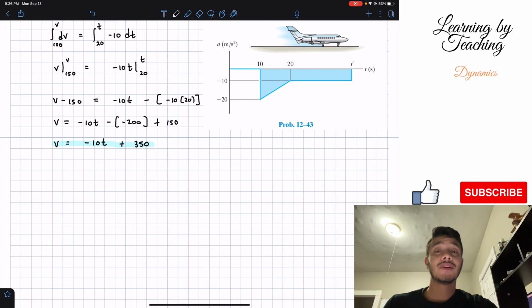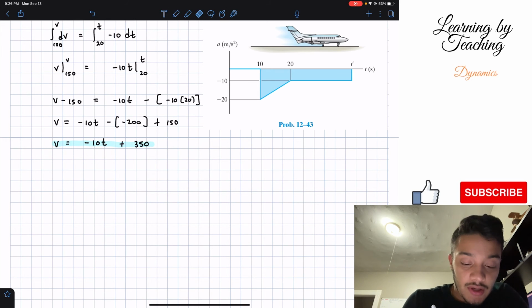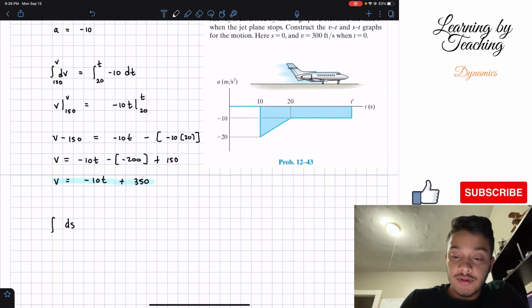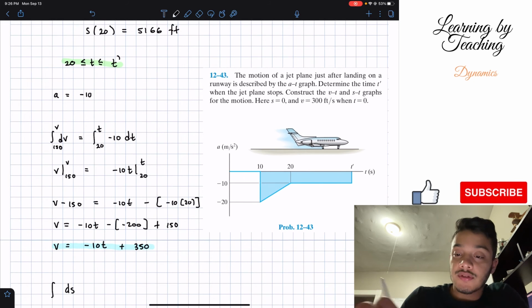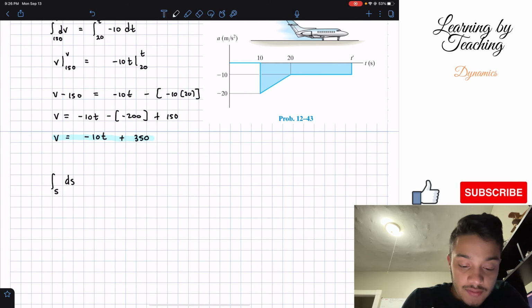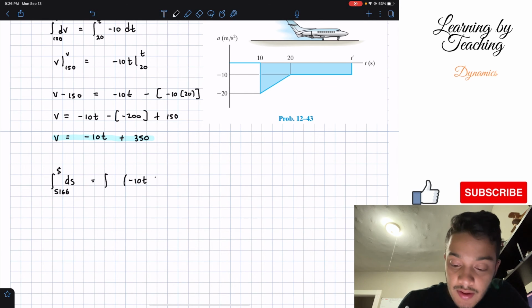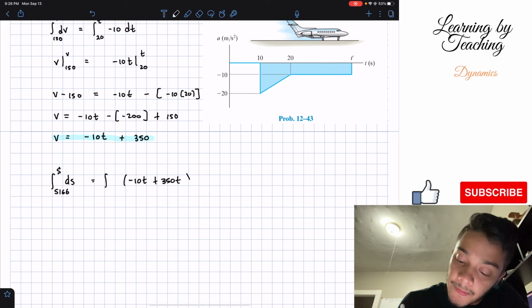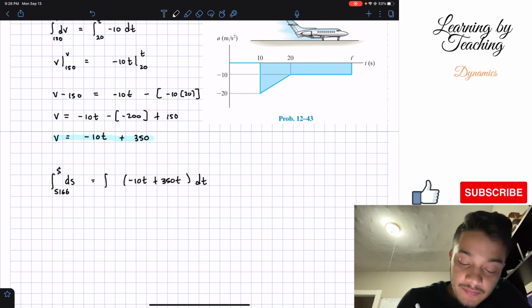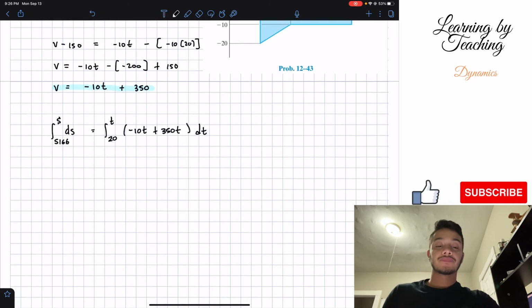Now that we know our velocity for this time interval, here we go again, and we're going to do our position. So we know that the change in position from our initial condition, well, our initial condition was 5166 here when t was equal to 20, so 5166 all the way to our final position has to be equal to the integral of our velocity, which is -10t plus 350, dt, our change in time, and then the time starts at 20 all the way to a final time that we don't know.